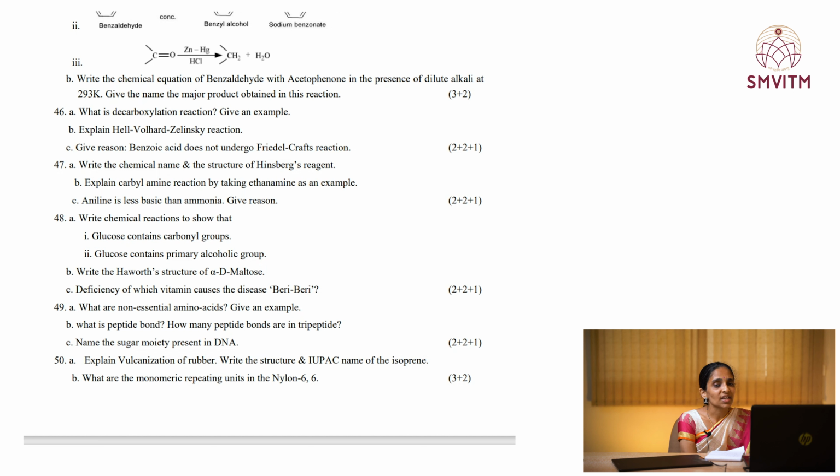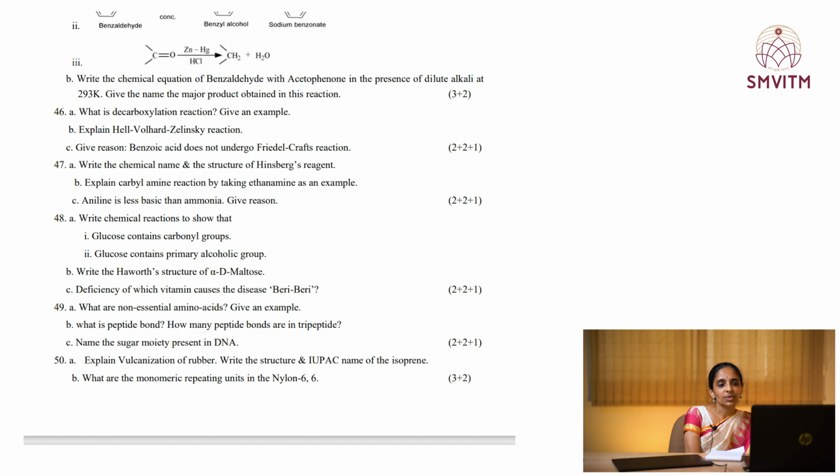You take glucose and gluconic acid, treat them with concentrated nitric acid, and you get saccharic acid as the product. So, that is the experimental proof for the presence of the primary alcoholic group. The Haworth structure of alpha D maltose has already been given.